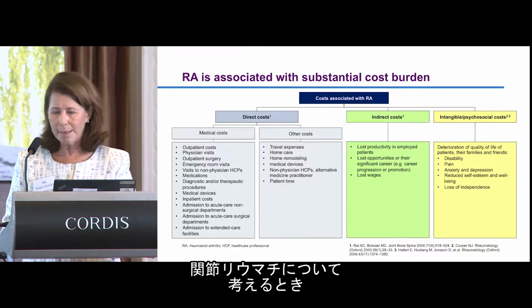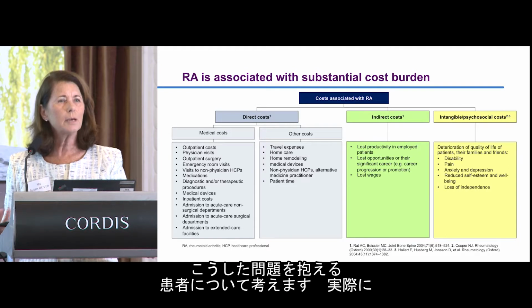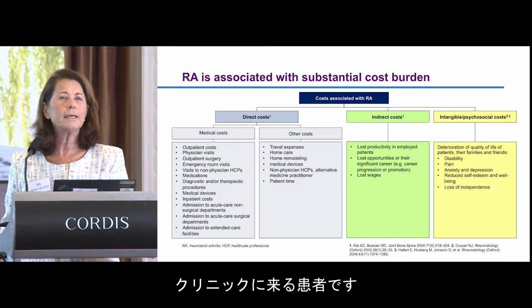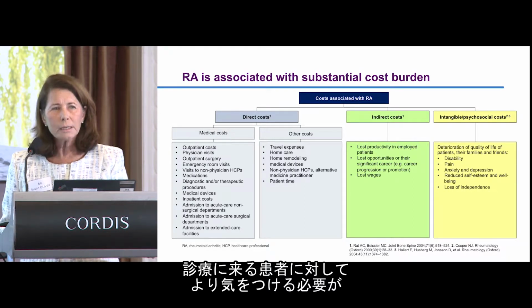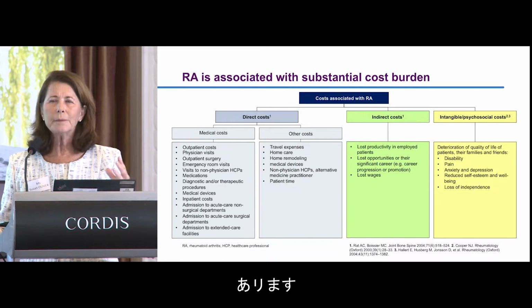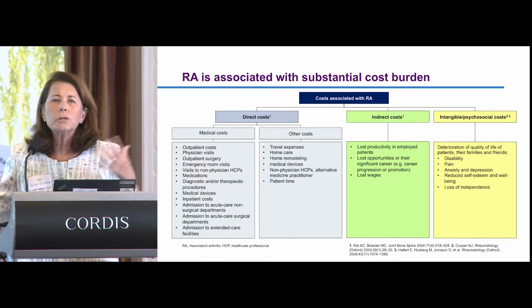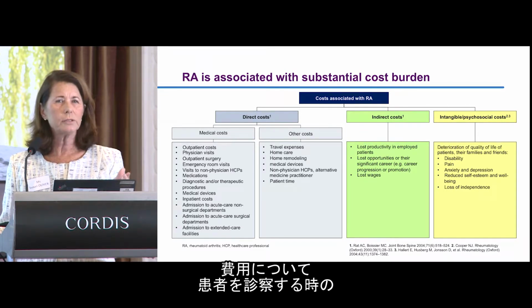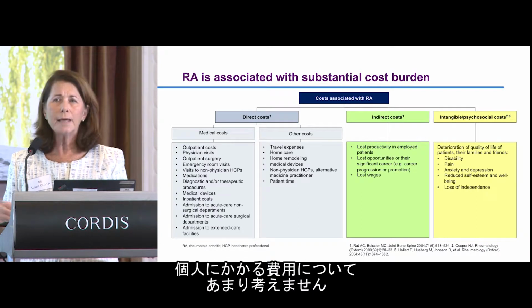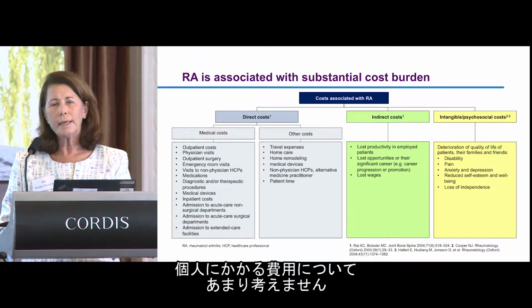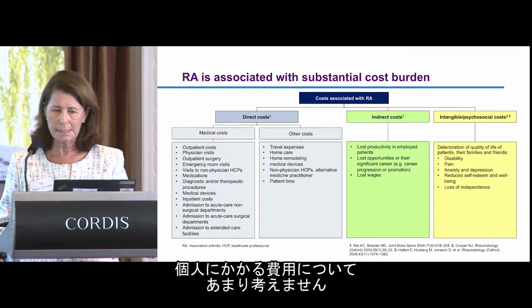So when we think about rheumatoid arthritis and that patient presenting with all of those problems and then actually coming to clinic, we need to be much more mindful of the patient coming in. I think when you're very busy in clinic, you don't always think about the cost to the health system and the challenges that we've got in seeing patients, and also the cost to that individual person as a result of their disease.